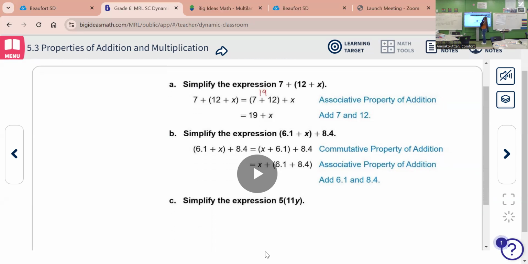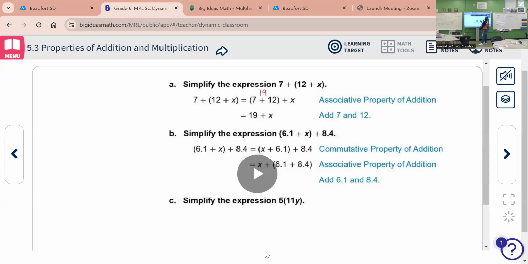Coming to the second one, simplify the expression 6 and 1/10 plus x plus 4 plus 8 and 4/10. Use the commutative property of addition to simplify the x. So you could see that the expression itself was 6 and 1/10 plus x, but now it is x plus 6 and 1/10. We just have to reorder the values in the parentheses. Use the commutative property. So if you simplify it, you arrive at the same answer.